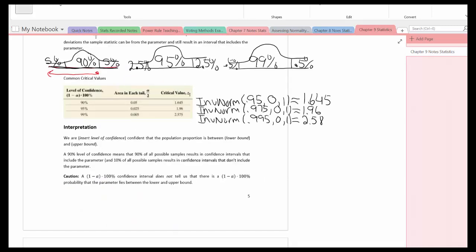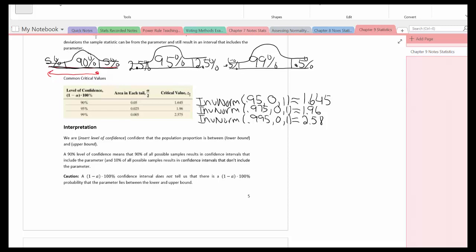Okay, so how will we do an interpretation? You would put in a level of confidence that the population proportion is between whatever the lower bound and the upper bound is going to be. So a 90% level of confidence means that 90% of all possible samples result in confidence intervals that include the parameter, but also means that 10% of all possible samples result in confidence intervals that don't include the parameter.